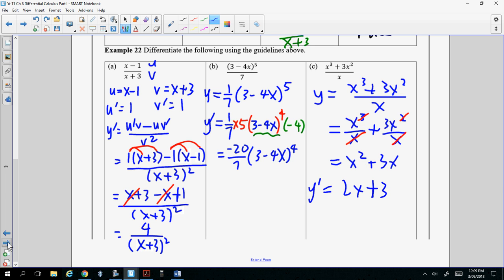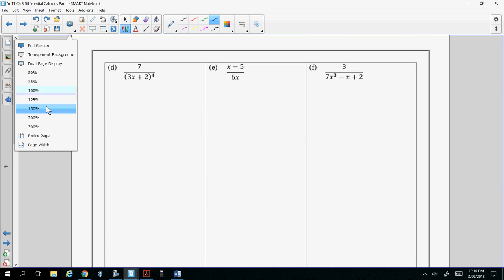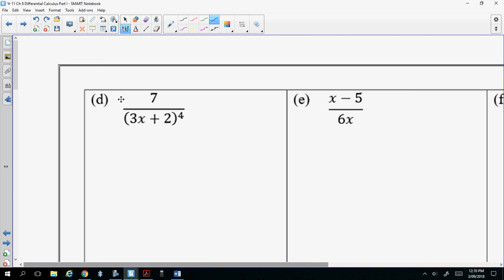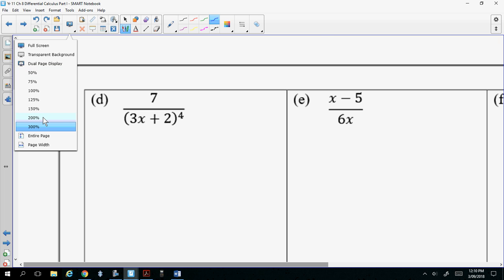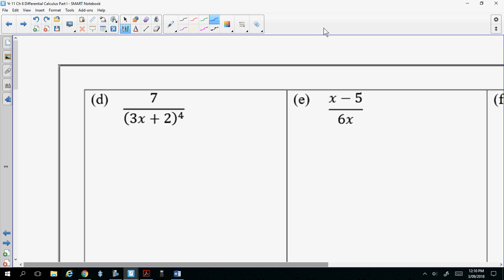All right, next page. What rule do we use? When there's a number on the top or bottom, you always use chain rule. Well done. So this one you have to do some work. Write it as 7 bracket 3x plus 2 to the power of negative 4. Does that make sense? Yes? Now chain rule. Go.